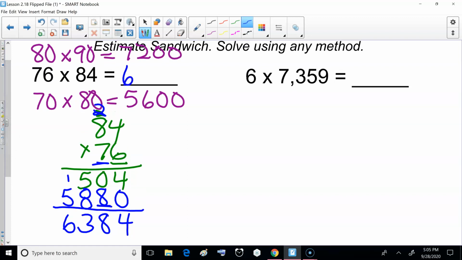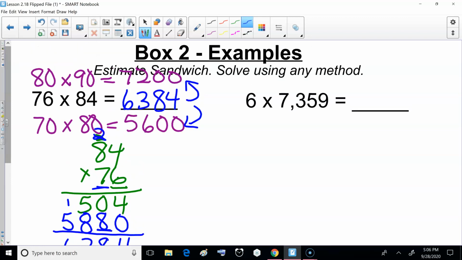6,384, and that's in between my estimation sandwich. So the idea is I could have a good chance at getting it right because I know it's somewhere in between. Our next problem, go for it. Challenge me, see if you can beat me to it. So pause the video, try 6 times 7,359 and see what you get.